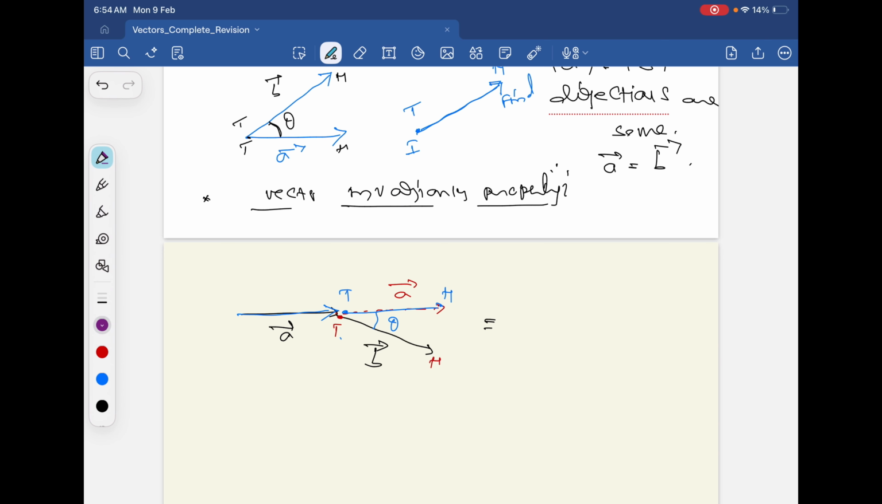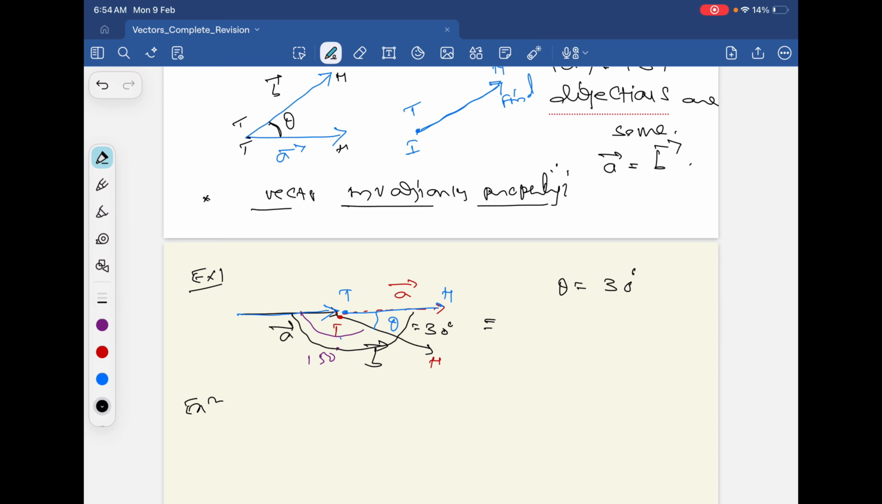Sometimes in the question it will be mentioned that this angle is, say for example, 150 degrees. So now you know the complete angle is 180. So when this is 150, this theta becomes how much now? 30 degrees. Therefore the angle between these vectors is 30 degrees. Okay, so this is example 1.